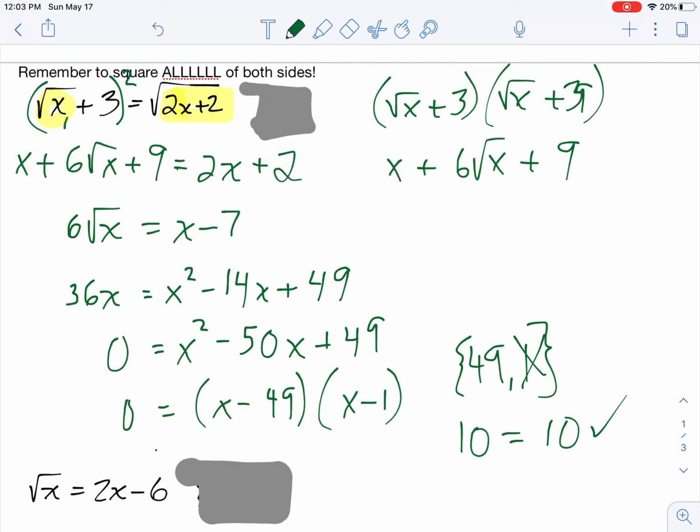All right, let me just check that 1 didn't work. So if 1 was right here, I would have the square root of 4. Yeah, that's equal to 2. But if 1 was over here, then I'd have 1 plus 3. That would equal 4. 4 is not equal to 2. Okay, so the only solution is 49, not 1. All right, so you would just write that the solution is 49. 1 is called an extraneous root.